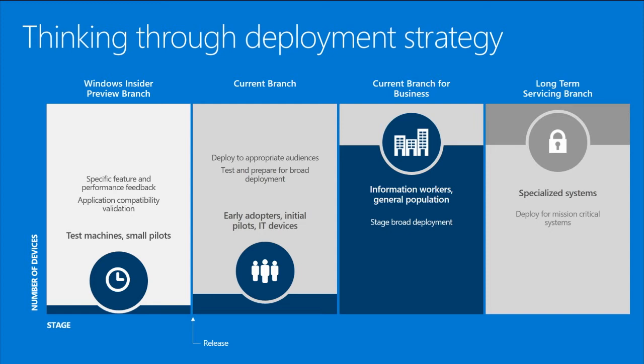Again, with Current Branch, you may target your IT department and your early adopters, and with Current Branch for Business, you start an iterative or gradual rollout to your broader information worker population. And then, of course, you still have the long-term servicing branch on the far right there for your specialized systems and the systems that you don't want to invoke any change on. So all models are available. And Configuration Manager, as I'll show in a minute, has been designed in vNext to really support this model and make you successful with Windows as a service.